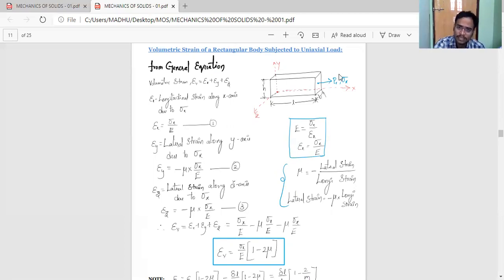Now this uniaxial load Px develops sigma x, which we call the primary normal stress. And because of this normal stress, it will induce a primary strain in it. Primary strain.